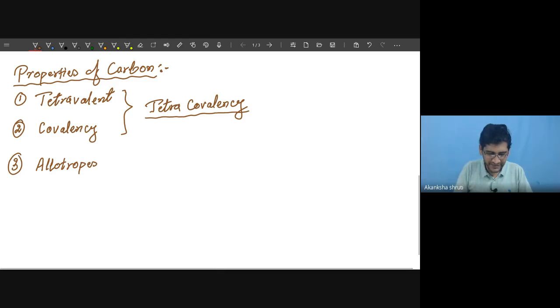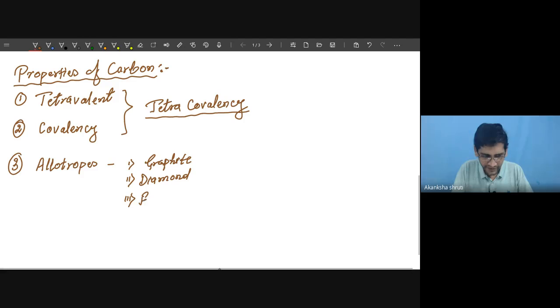Allotropes or allotropism. So what are the different allotropes that we will learn? We have to learn about three allotropes. The very first one is graphite. The second one is diamond. The third one is Buckminsterfullerene, or simply fullerene.